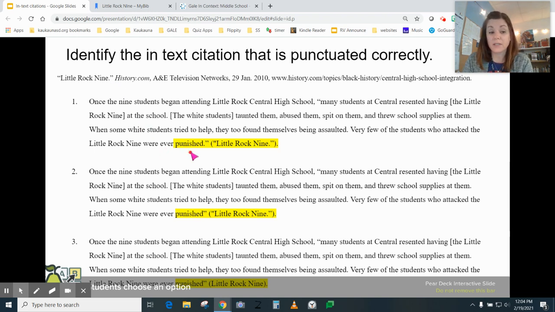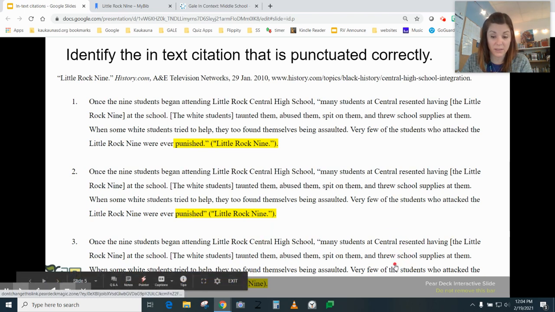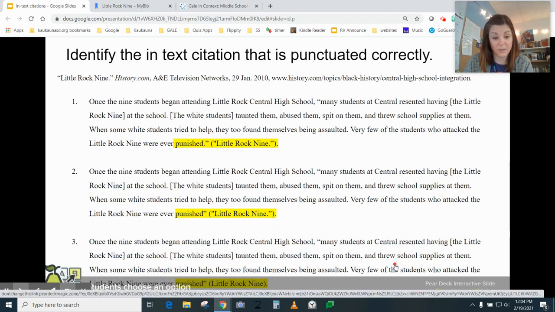So here we have to decide, is 1, 2, or 3 correct? So we have the end of the direct quote, and then we have parentheses, quote, Little Rock 9, period, quote, parentheses, period. Or is option 2 correct? We have the end of our quote, parentheses, quote, Little Rock 9, period, quote, parentheses, period. Or is number 3 correct? Number 3 is going to be a little hard to see. I'll try not to hover down there. Is number 3 correct? Punished, quote, parentheses, Little Rock 9, parentheses, period. Of those 3, which one is correct?